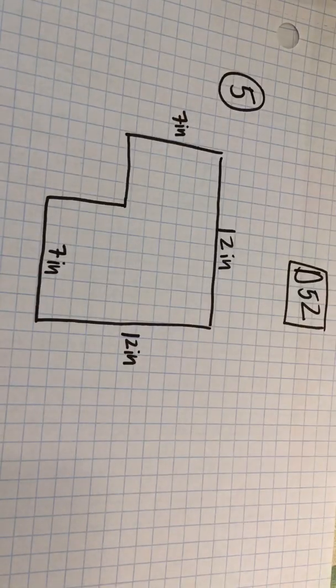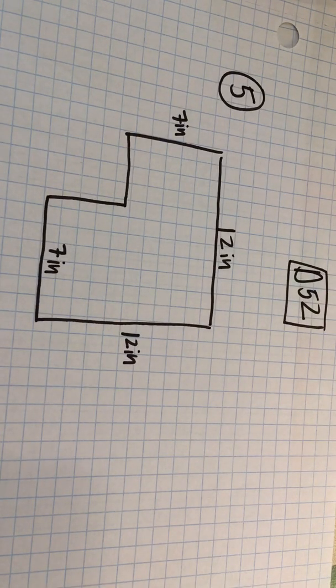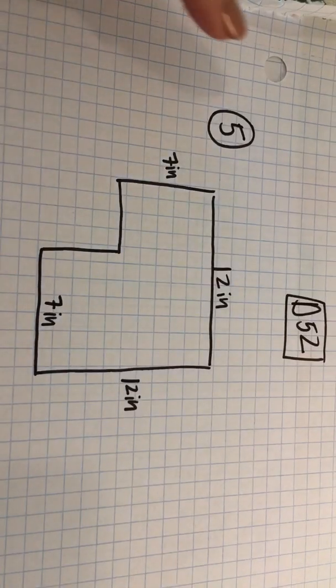Girls, here's a really quick video. Cassidy wrote me, but I think Isabella and Georgia want the same questions. This is number 5 on D52, and then we'll do number 8 on D52.